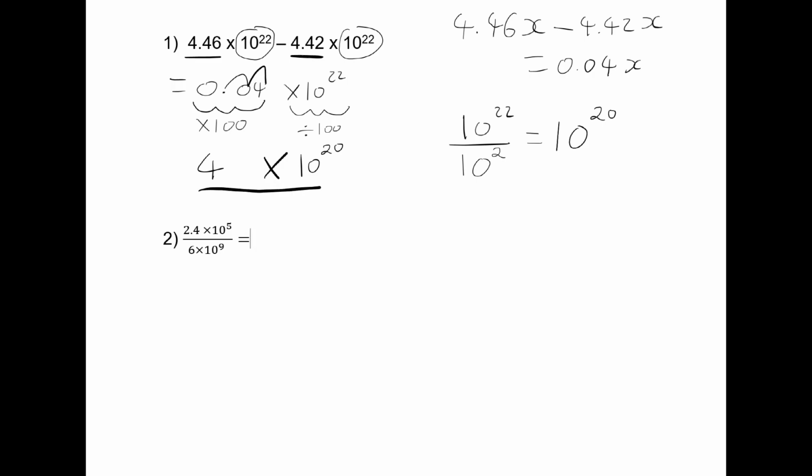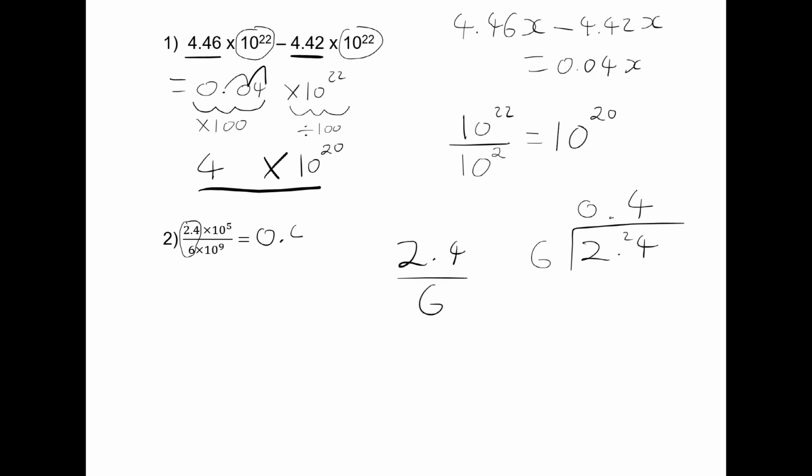For 2, I need to divide the non-powers of 10 bits first. So I would need to do 2.4 divided by 6. Now, I can use a bus stop for that. 6 into 2 goes none, with the remainder 2. 6 into 24 is going to go 4. So I end up with 0.4 times, and then I have 10 to the 5 divided by 10 to the 9.